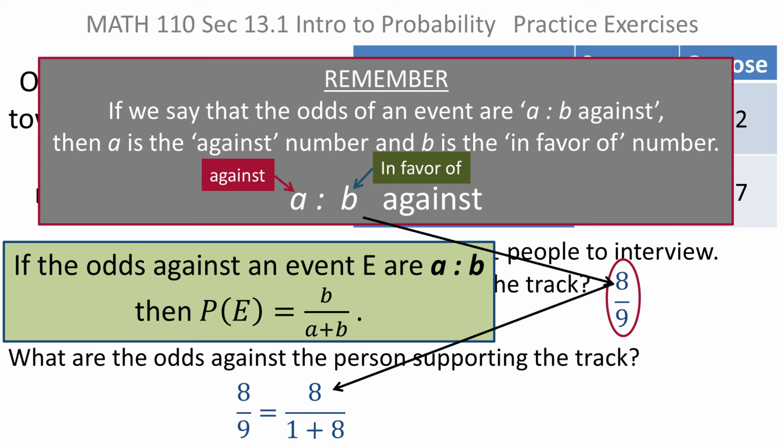It says if the odds against an event are A to B, then the probability of the event is B over A plus B. So what you have is the in favor number goes up in the numerator, but it also appears in the denominator. And then A plus B has to add up to whatever the denominator is. So if you take this and compare it to the answer we got in the first part, what you see is that the B is like the 8. So I wrote the 8 here.